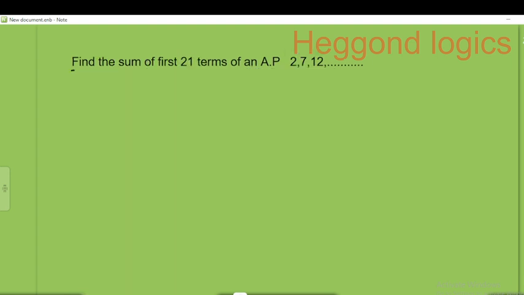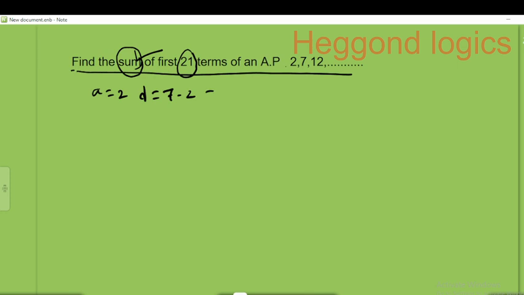The next question: find the sum of first 21 terms. Observe the keyword, the sum. The sum means directly use the Sn formula. n is equal to 21 and the first term is a. Take a is equal to 2 and d is equal to 7 minus 2, that is equal to 5, and n is equal to 21.